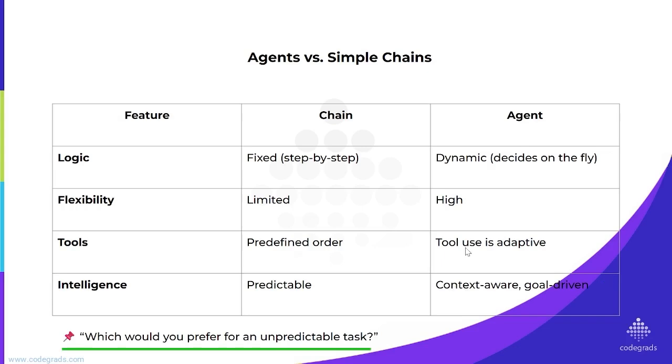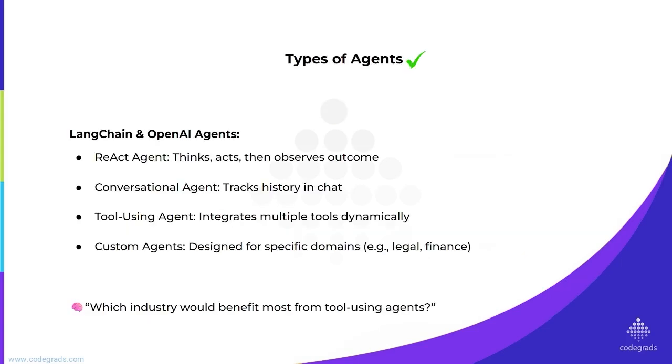Now, which would you prefer for an unpredictable task? For an unpredictable task, as we have discussed here, we'll go towards the agent instead of a simple chain, as it is more context aware and goal driven. So this is the comparison between agents and simple chains, and why we prefer agents over simple chains for a particular task. Now we have different types of agents here.